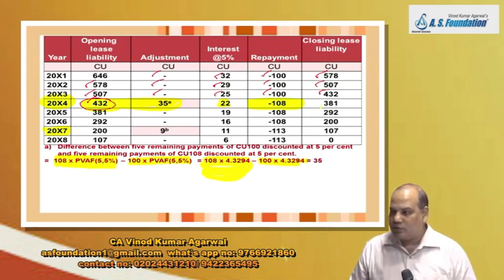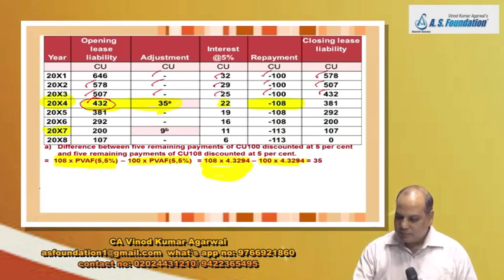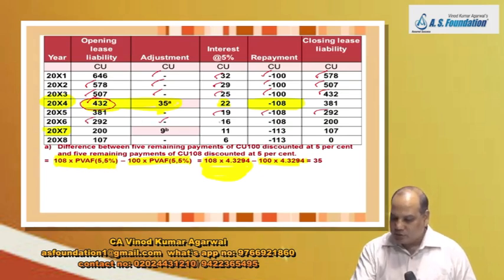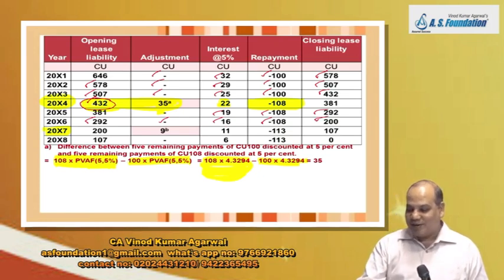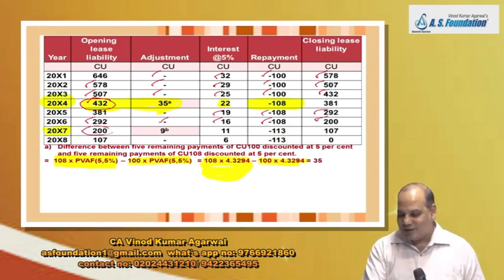Is it 381? Now 381, no adjustment in the next 2 years. Calculate 5% on that number. 19, 108 payment, 292 balance. 292 balance, no adjustment, take 5%. Is it 16? Approximately 15. So that 1 rupee they have adjusted here. 108. Okay, and balance 200. Wait. Again.